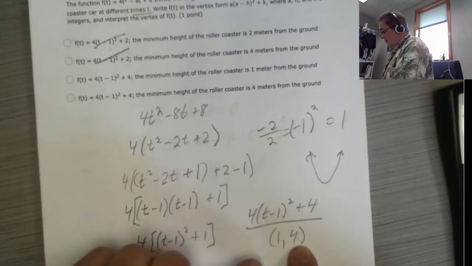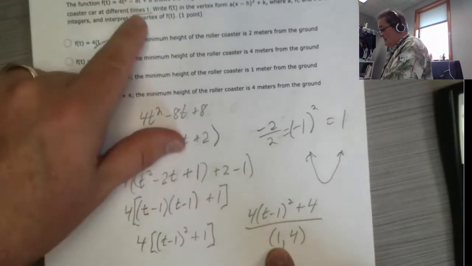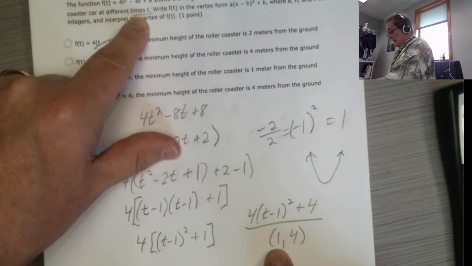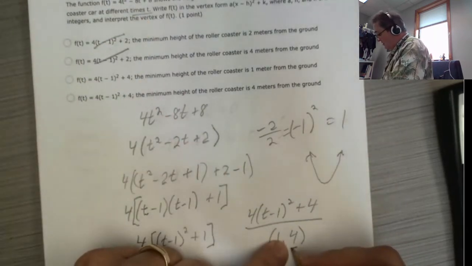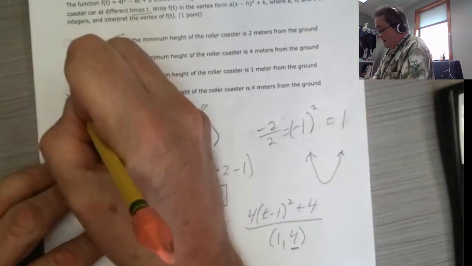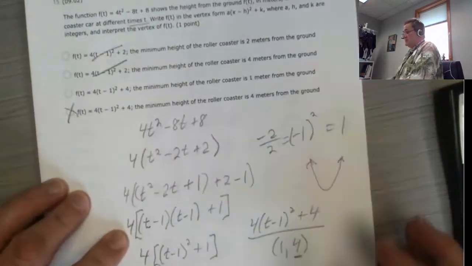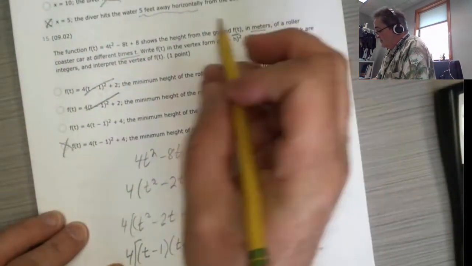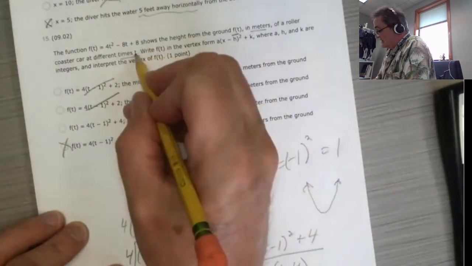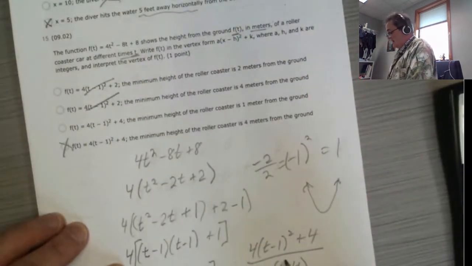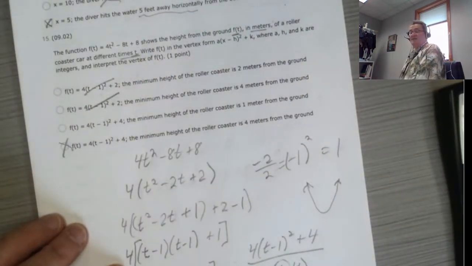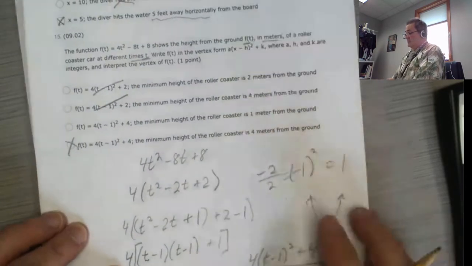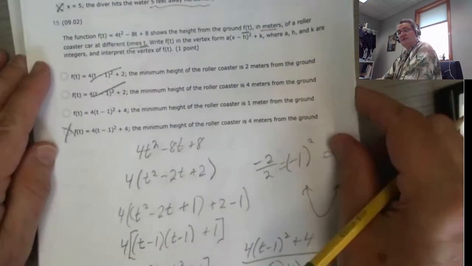So the minimum height of the roller coaster, 1 is time. At 1 second or whatever, it's 4 meters off the ground. 4 is the meters. So just remember, f of t is the meters, but the time, the x, the time is your x. This is time. That is not how high it is off the ground. 4 meters is the height of that off the ground. All right, let's move on.